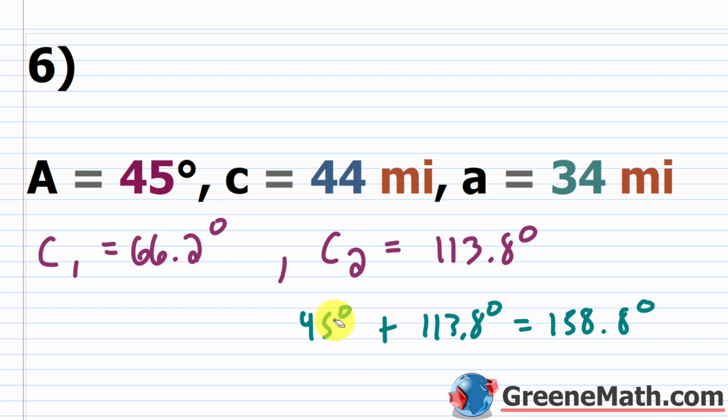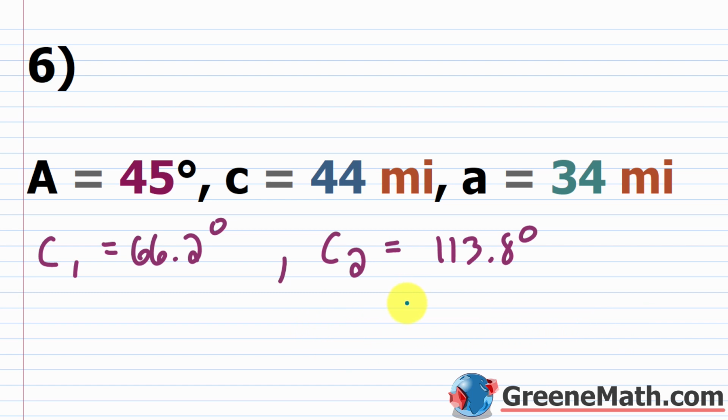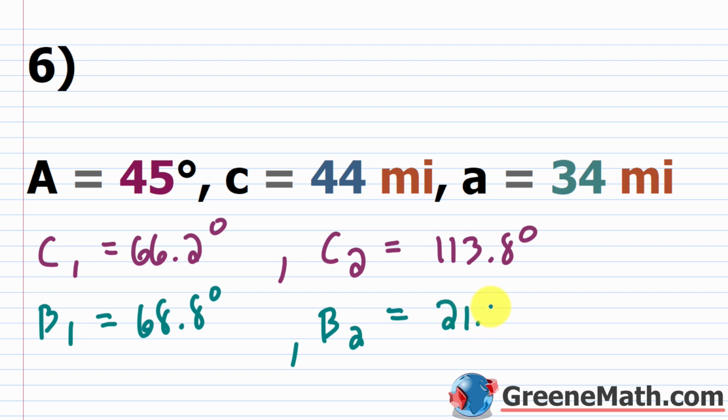So let's actually erase this real quick. And I'm just going to put my B sub 1 here and then my B sub 2 here. Again, that's just the angle B in each case. So in this case, you would take 180 degrees, subtract away 45 degrees, and then subtract away 66.2 degrees. And that's going to give you 68.8 degrees. For B sub 2, here you would do 180 degrees minus 45 degrees minus 113.8 degrees, and that's going to give you 21.2 degrees. Okay, so I've already drawn these guys out.